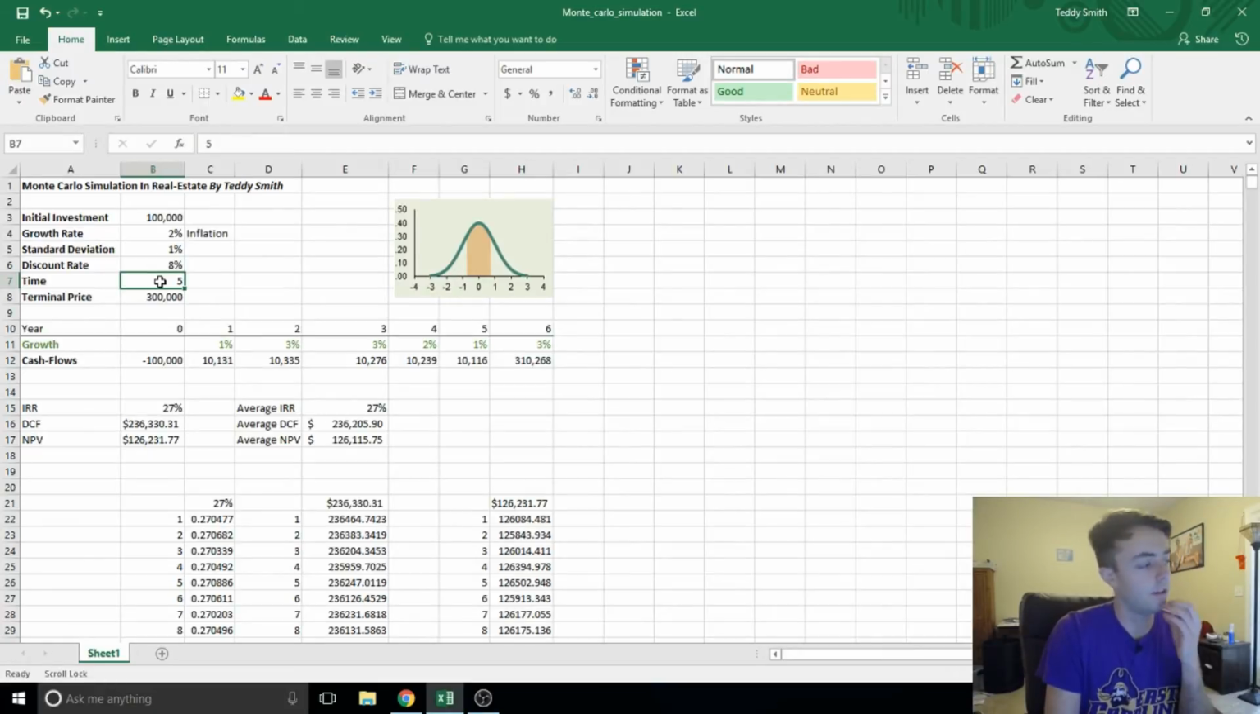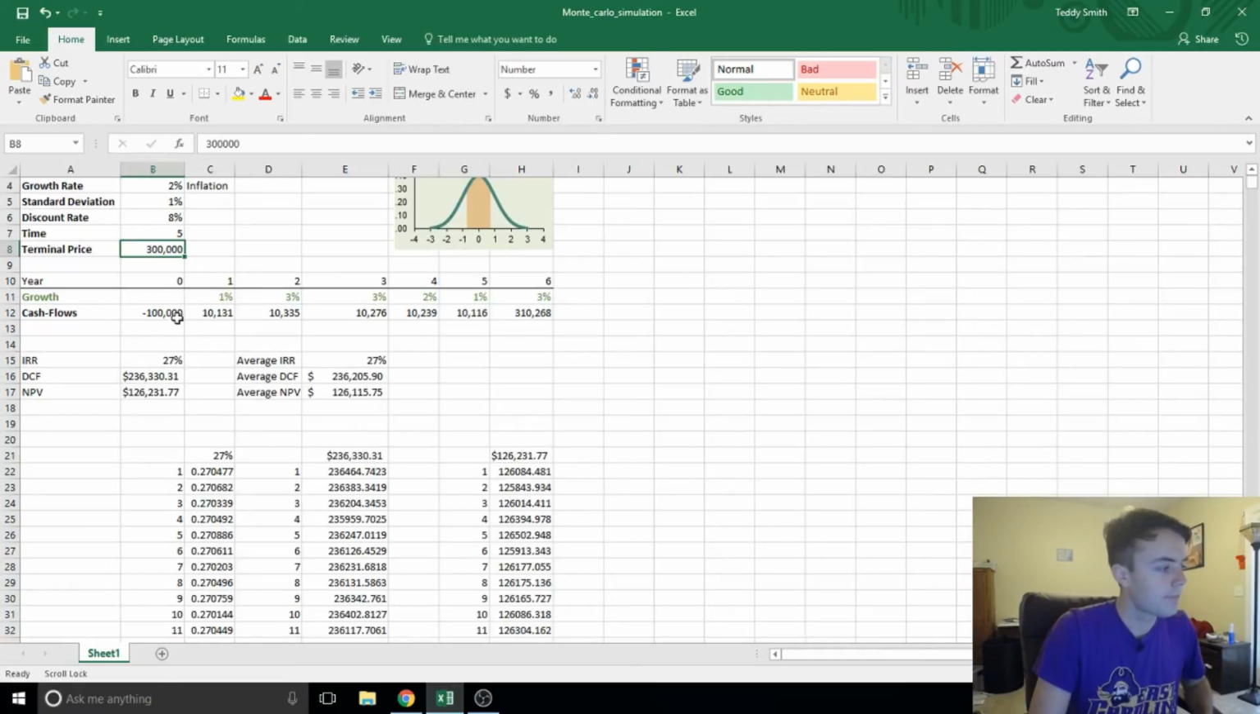A lot of people would do a longer time span, but in this case, we're going to have a shorter time span just for simplicity's sake. And our terminal price is going to be $300,000. So our terminal price is essentially what we plan to sell the real estate asset for after our 5 years are up. And we started out, we bought the asset for $100,000.